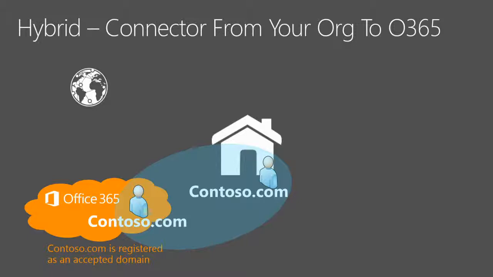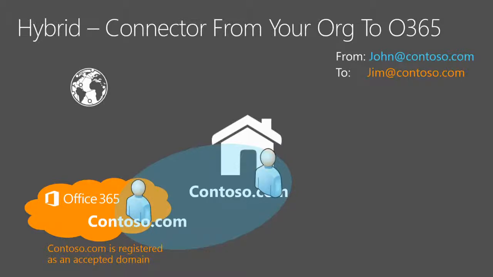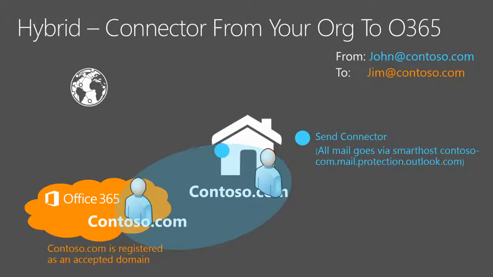Now, let's talk about the connector on the other side. Now, we have John, who's over here on premises, wanting to send mail to Jim, who's in the cloud. John doesn't even know that. He's just sending mail to Jim, obviously. And for you to enable that scenario, you've got to create a send connector on your premises. And you want to have that send connector send all your mail over to Office 365.